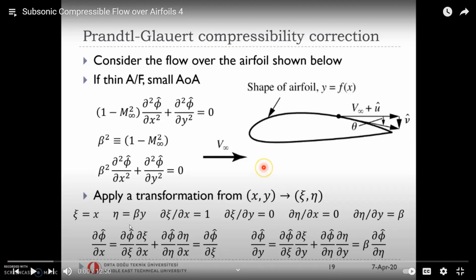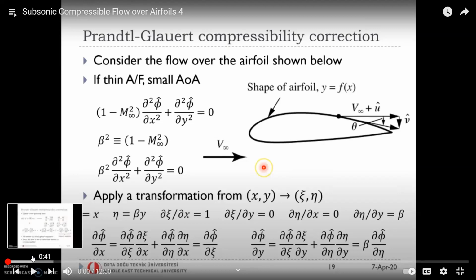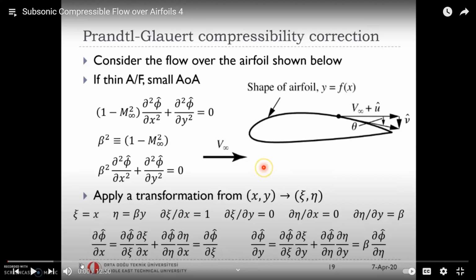Professor, are we trying to get rid of the beta squared in this equation by doing this transformation? Let's see how it works out. Okay, let's watch and see how it works out.